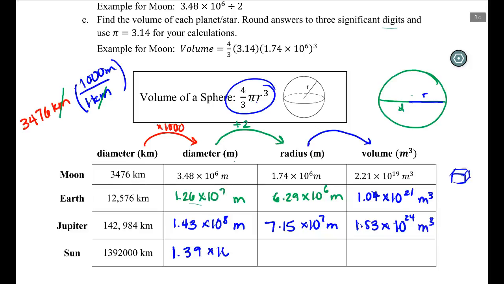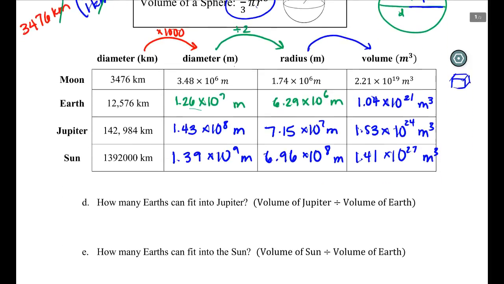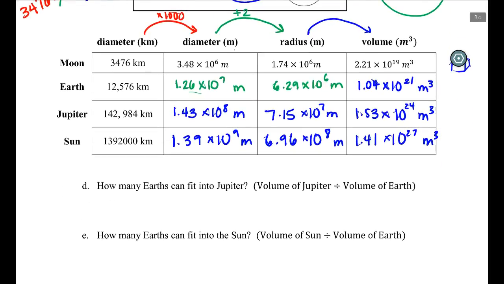39 times 10 to the 9th. Forgot my units. All right, so we got everything done for this table. The last 2 questions here for this first part says how many Earths can fit into Jupiter?